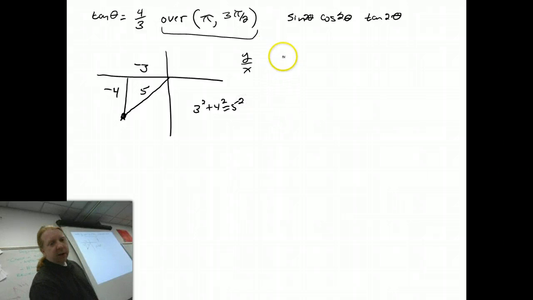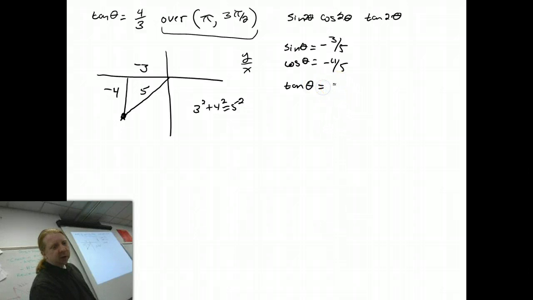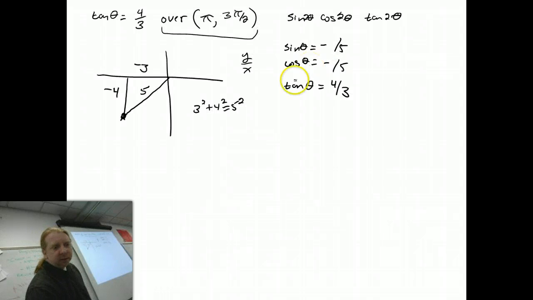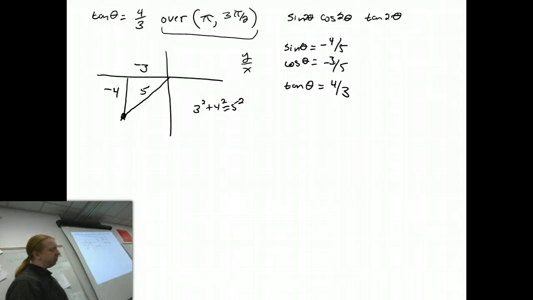So I can go back now and say, all right, that means that sine of theta is going to equal negative 3/5. Cosine theta is going to equal negative 4/5. Tangent of theta is going to equal, oh, we already have that, 4/3. I got those backwards. Four and 3. And then tangent we know is sine over cosine. We already had tangent coming in.